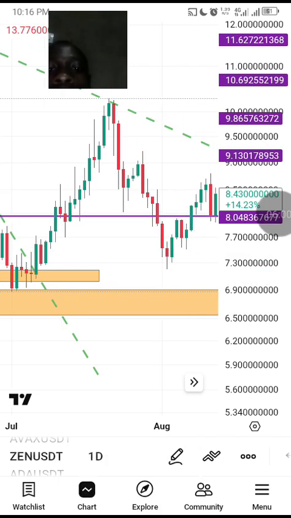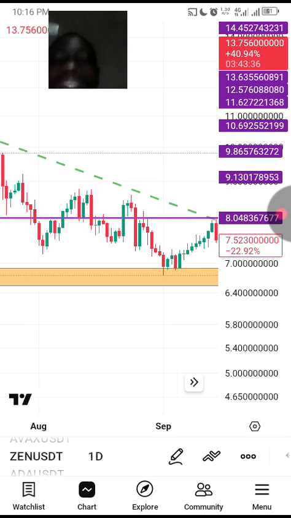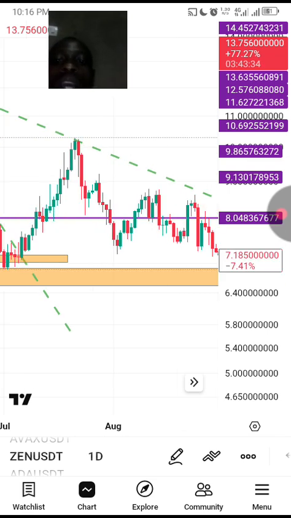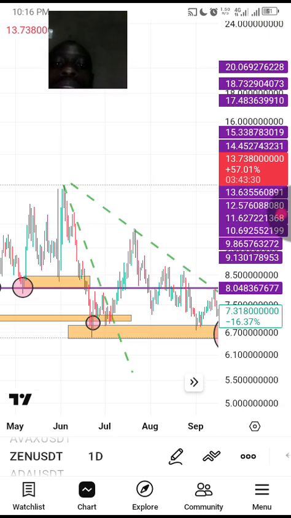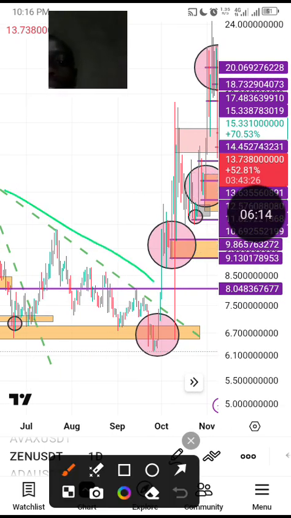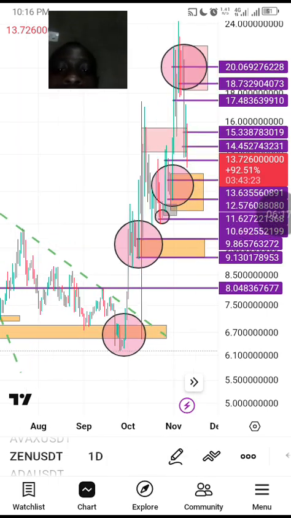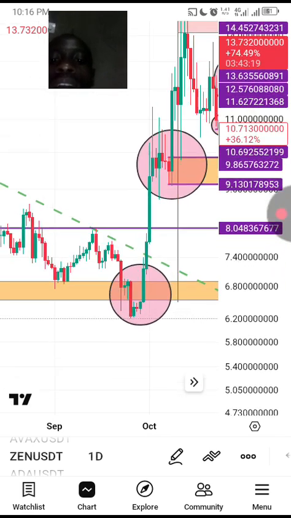Then you can see we are coming back to this zone. Do you see? Again we are coming to this zone, and again I drew a trend line. When I drew a trend line, look, this trend line is going to be like my resistance. When I break above that resistance, I enter.